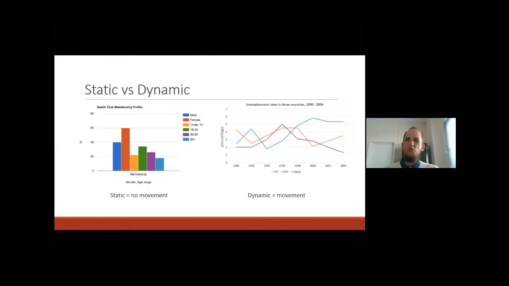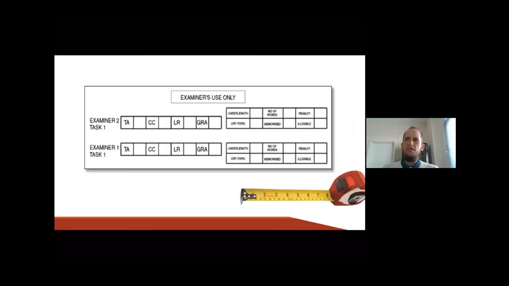No, it doesn't work like that. It's static. There's no movement there at all. There's no rises. There's no falls in that graph. It's a static graph. What we're doing is we're comparing. So let's move into the steps needed in order to be able to achieve a high mark.